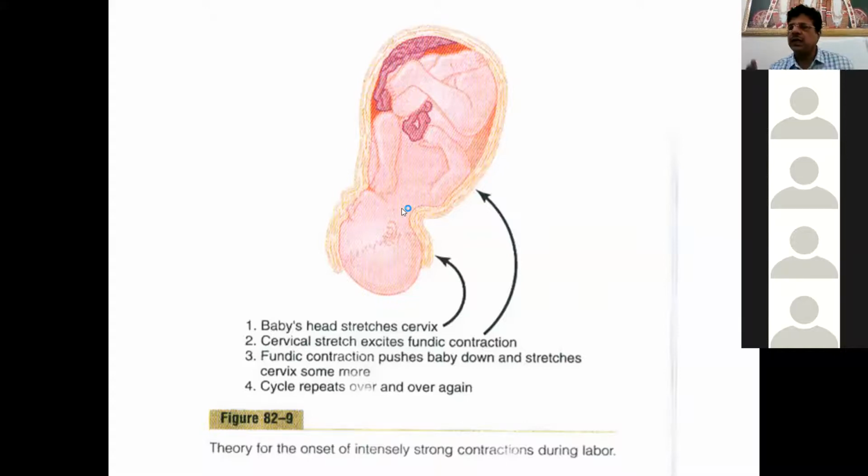Both neuroendocrine reflexes are examples of dash reflexes.